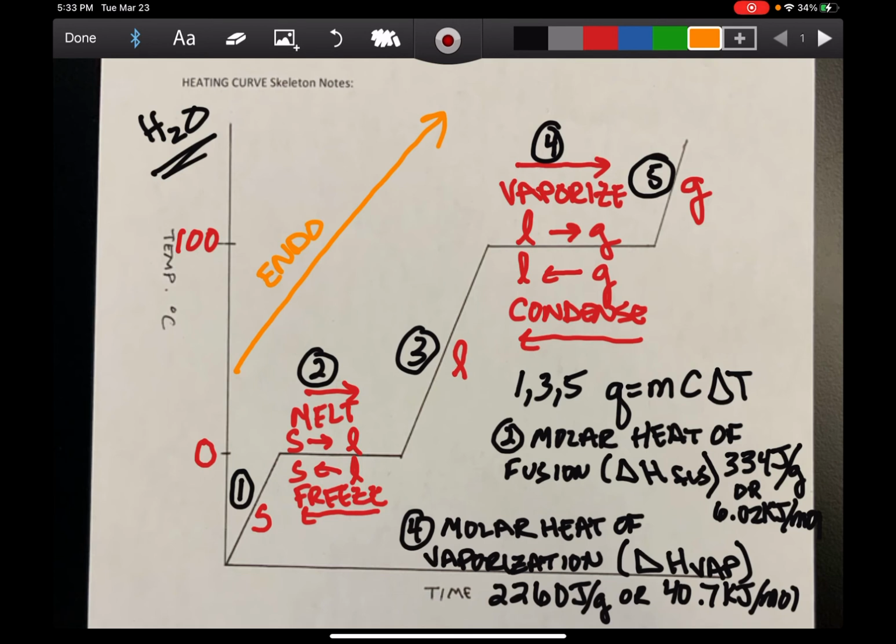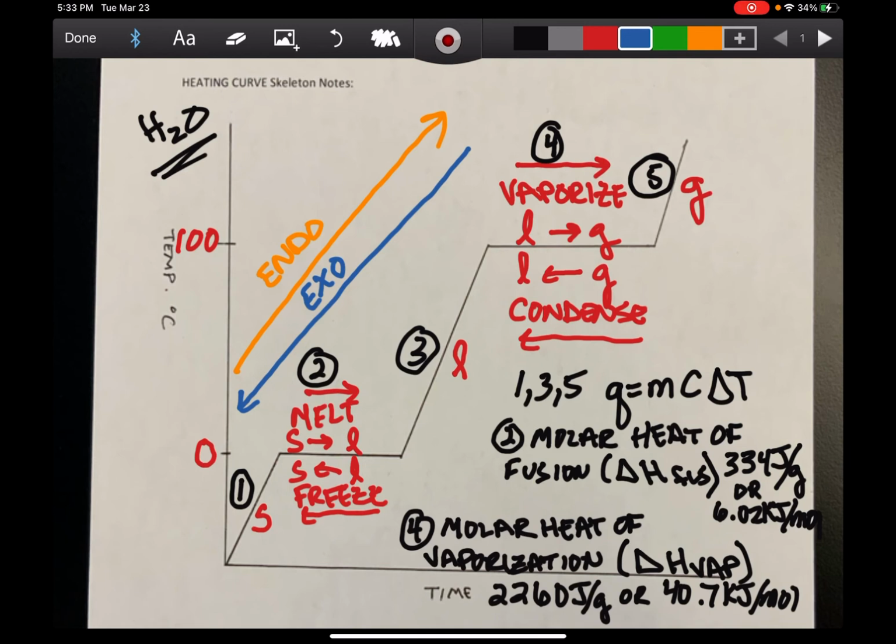Okay, the other way, let's say we're going this way, going down backwards. So going from a gas to a liquid or a liquid back to a solid, that's exothermic. So like taking liquid water and freezing it is an exothermic process because you've got to get that heat out of the liquid so the liquid can go into the solid form.